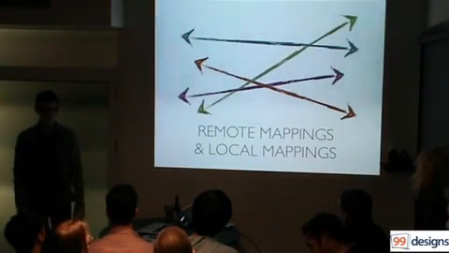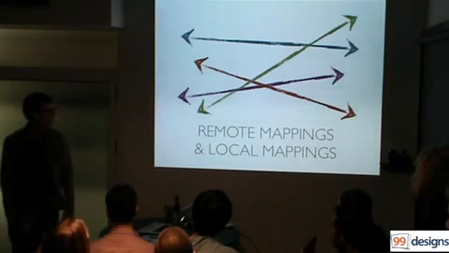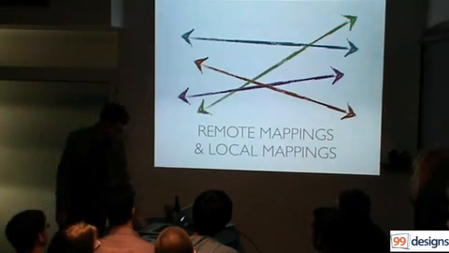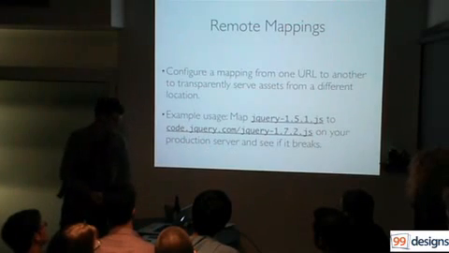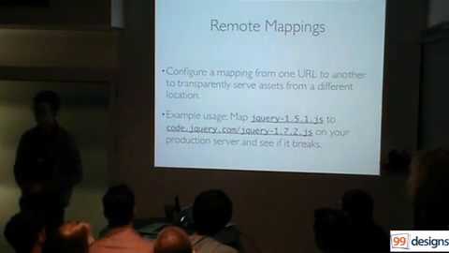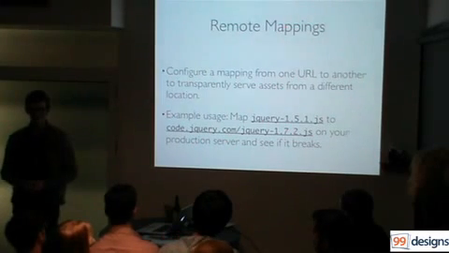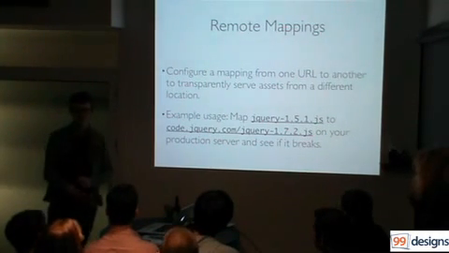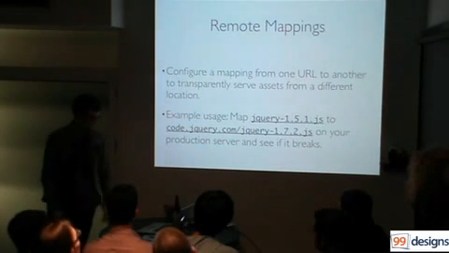The next one is a lot more useful in my opinion. Mappings, and these are something that I use a lot. So first, remote mappings. And basically this is just mapping one URL to another. So your browser sends out a request for one file, but you actually send it a different file in response.